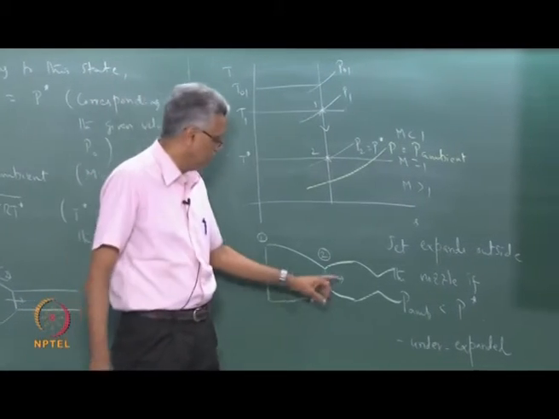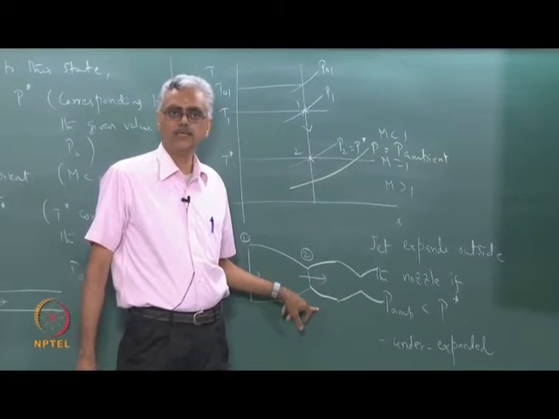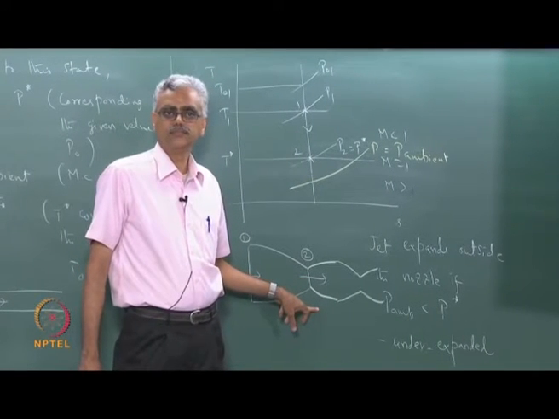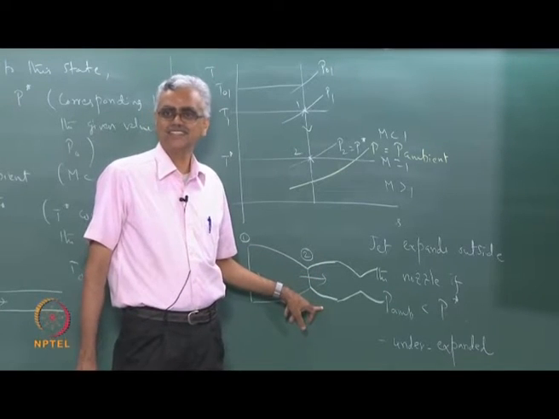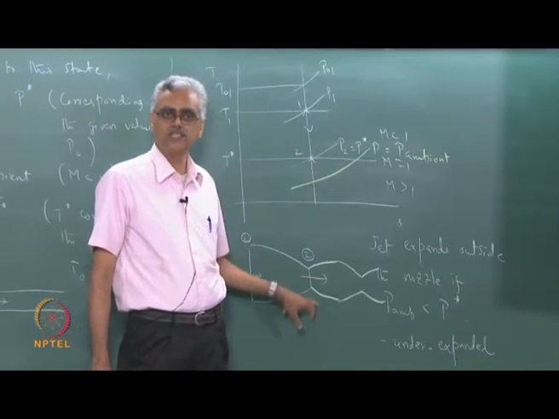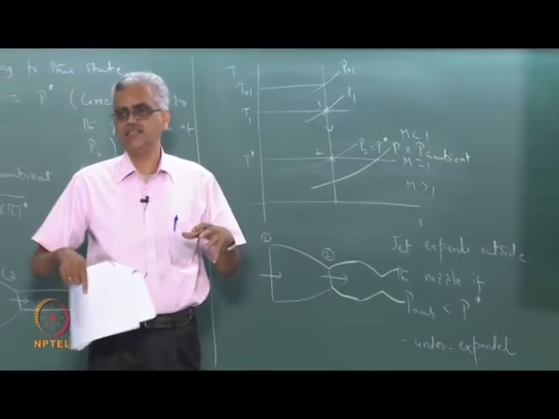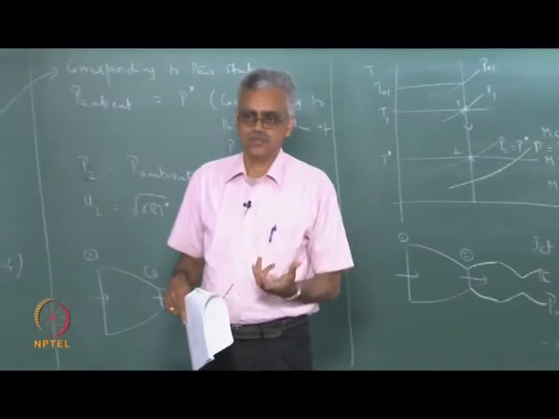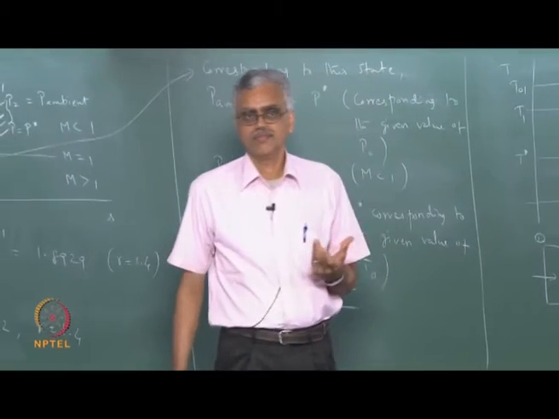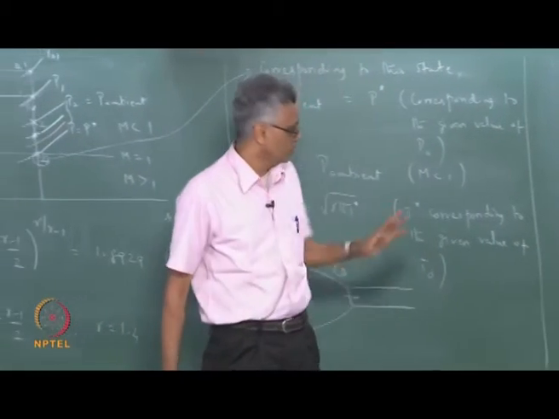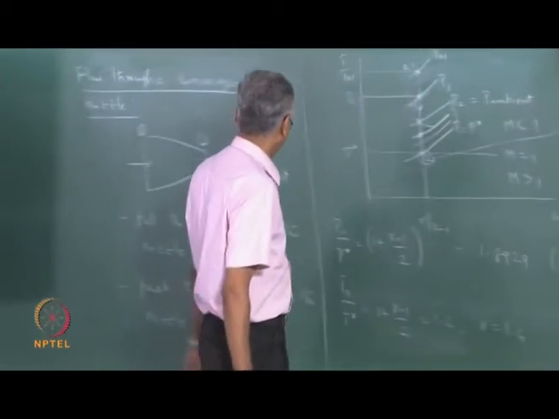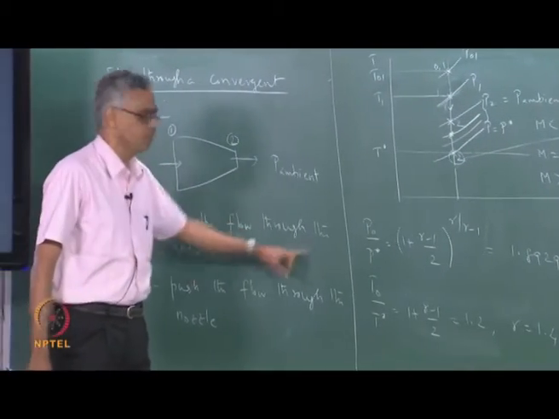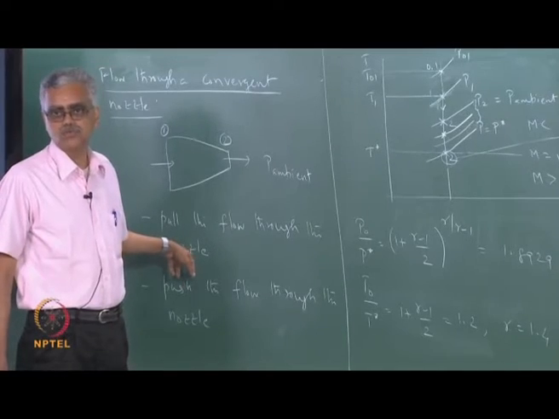So how will I make this thrust useful? What can I do? By putting a divergent section here, that is what we will talk about next. If I put a divergent section here, then the fluid can expand against that and produce useful thrust. Okay. So this is the sequence of events when we actually pull the flow through the nozzle. So this is what we are doing when we pull the flow through the nozzle.